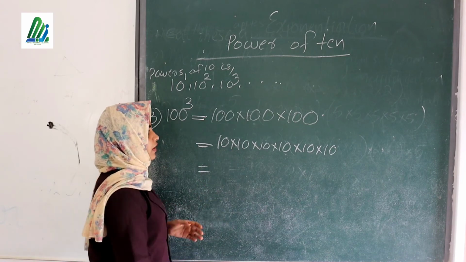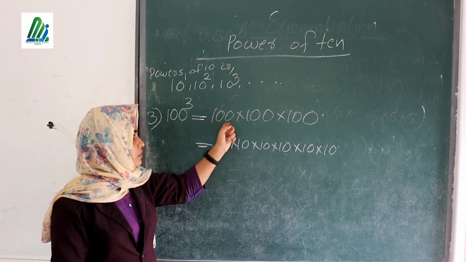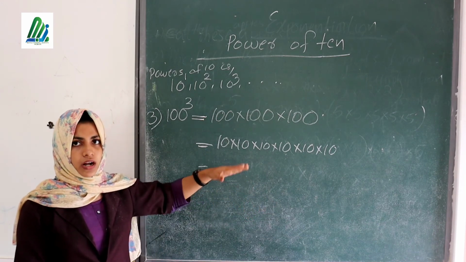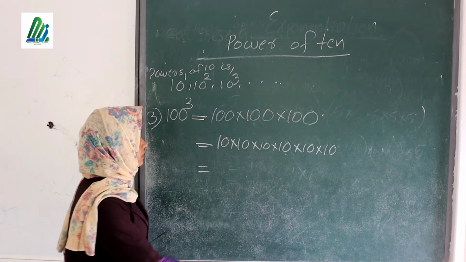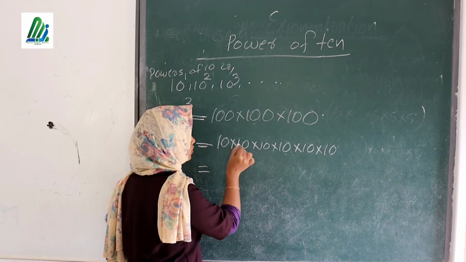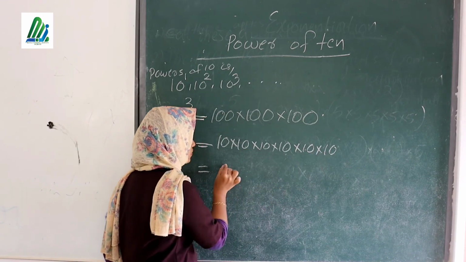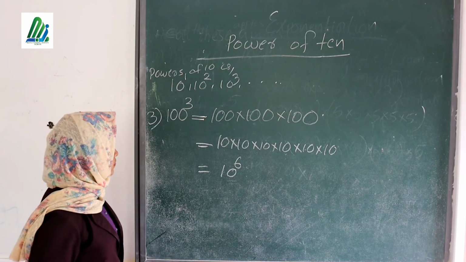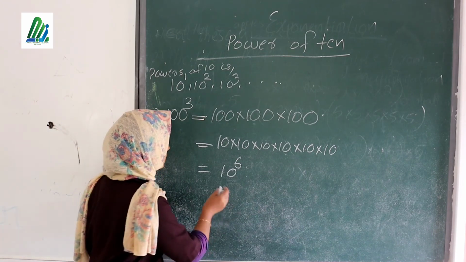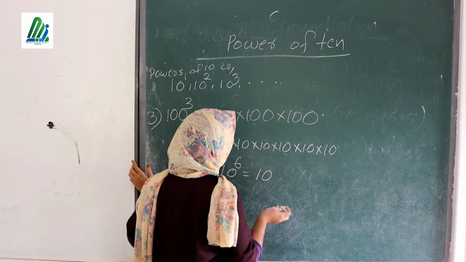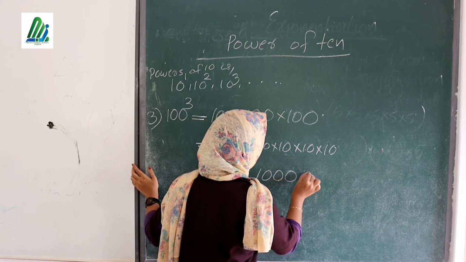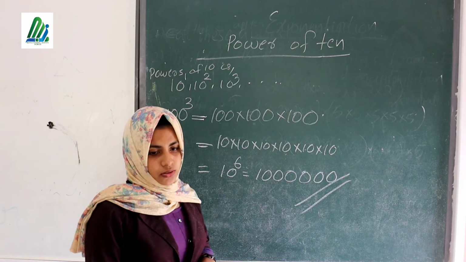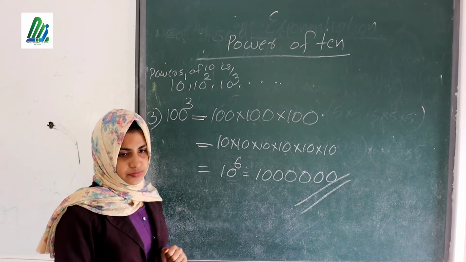Here we convert 100 into 10s. So 100 means 10 into 10, and again 10 into 10. So here how many tens are there? 1, 2, 3, 4, 5, 6, which means 10 raised to 6. So 100 raised to 3 means 10 raised to 6, which means putting 6 zeros. So this is the answer.